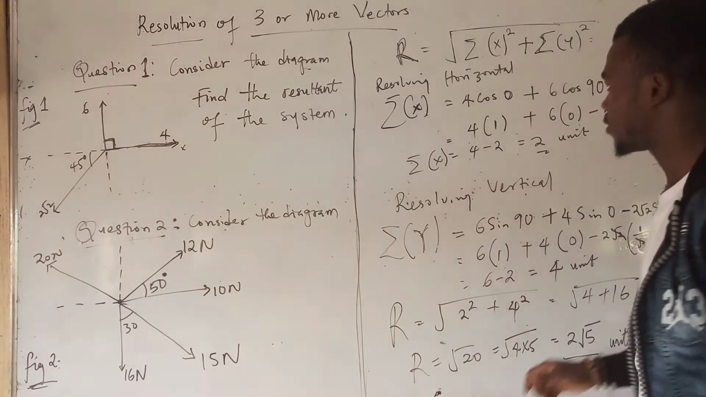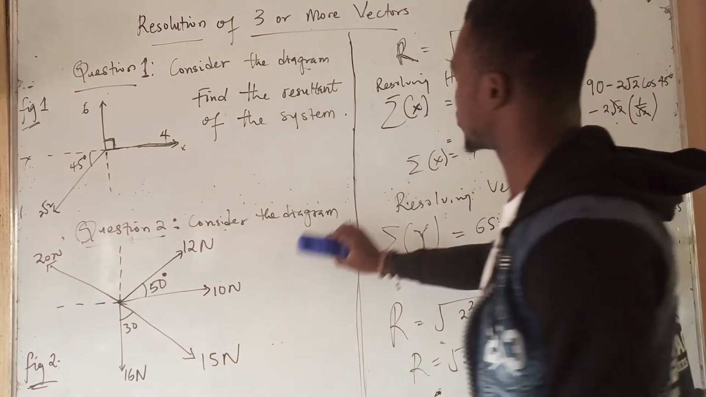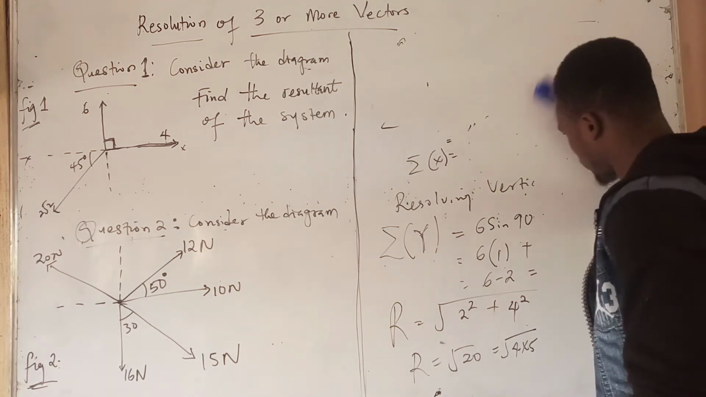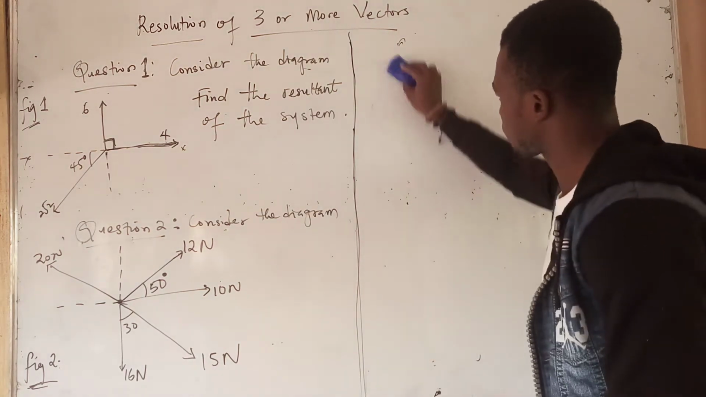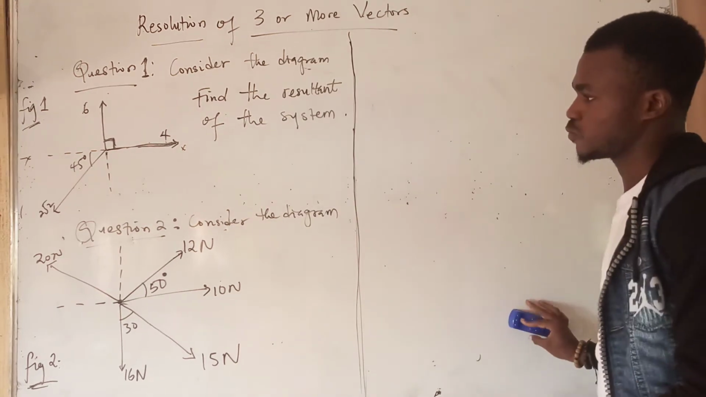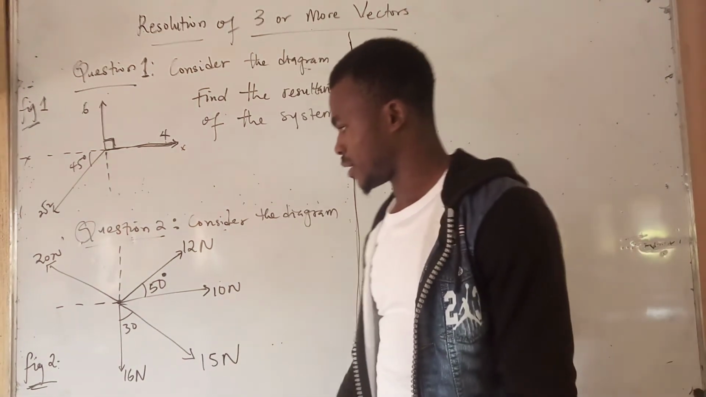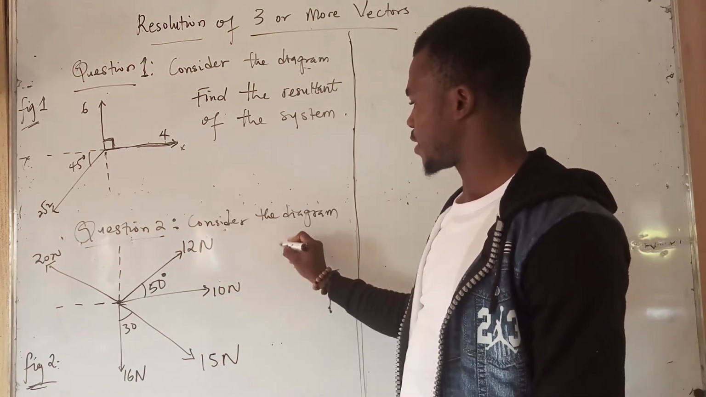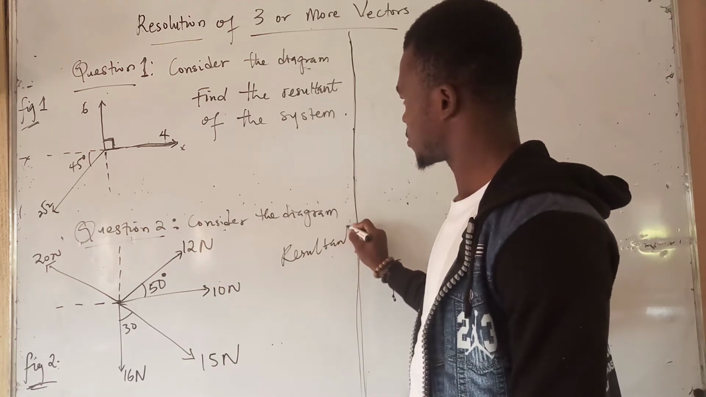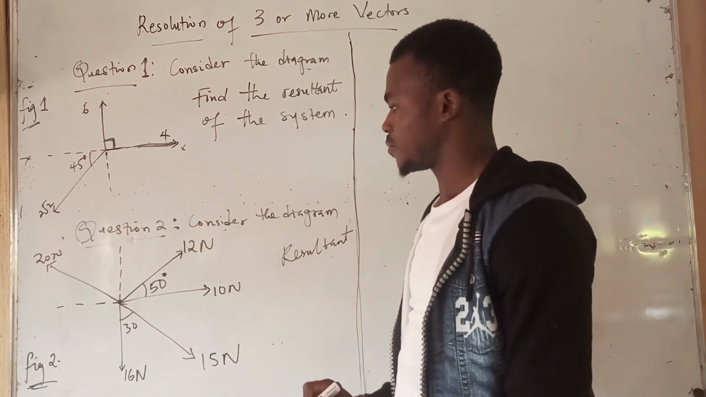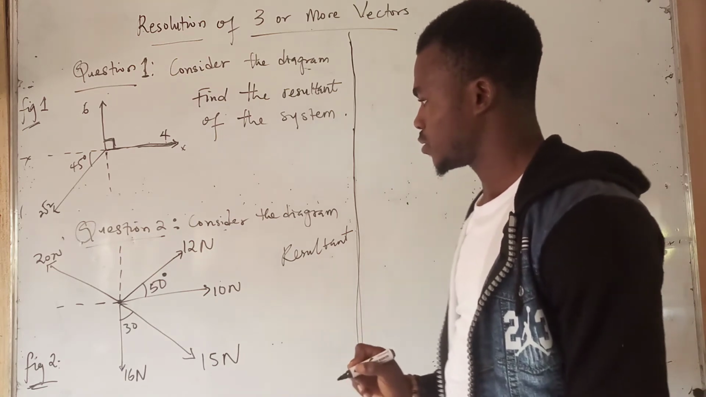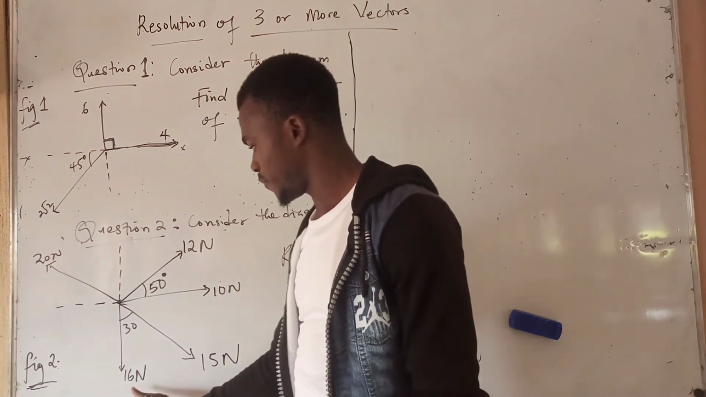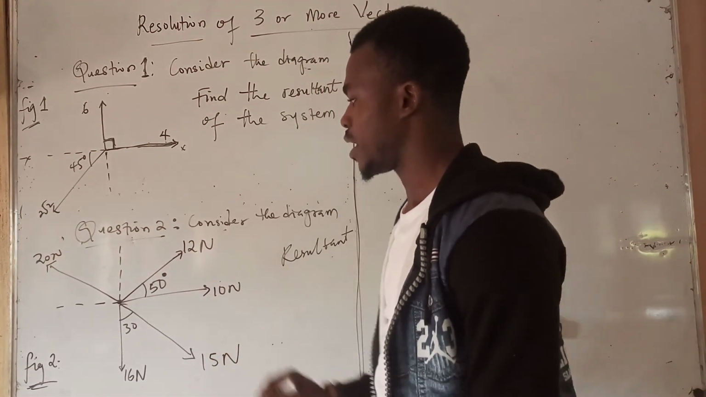Alright, so the next one we have is question 2. So let's look at question 2. For question 2, we have the vector as figure 2, and we are asked to consider the diagram as well as find the resultant of the diagram or the system. So if you watch closely, we have 1, 2, 3, 4, 5 vectors in this diagram.